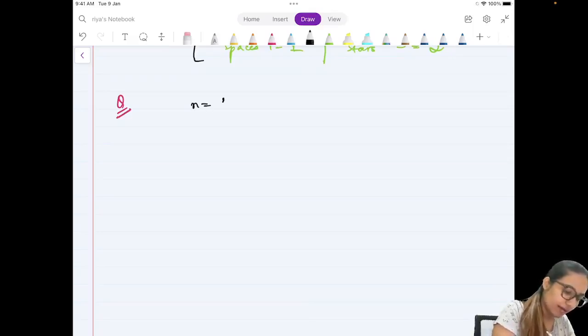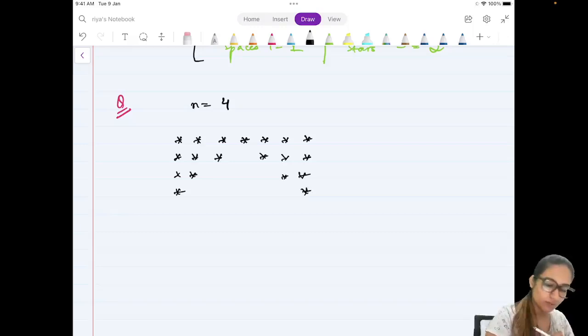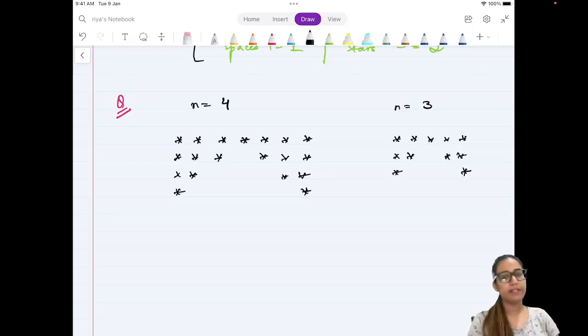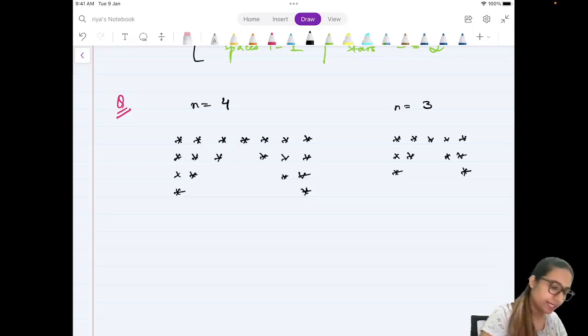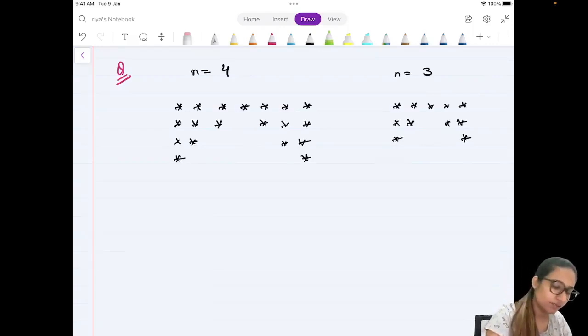So if I give you n is equal to 4, the output should be this. Similarly, if I give you n is equal to 3, the output should be this. Again, let's get quickly started, first with identifying the patterns, and then we will be solving it.